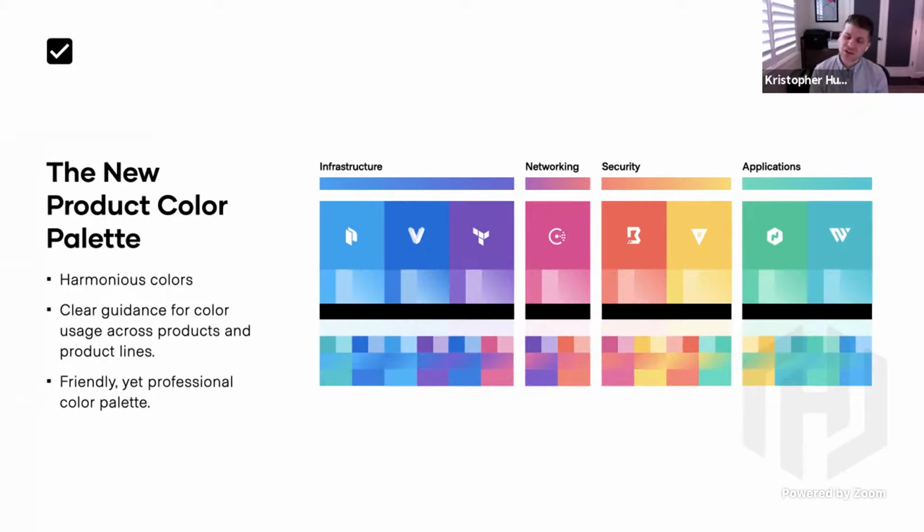So in doing so, we were able to select some new products. Some are tweaked more than others. Terraform obviously tweaked quite a bit, whereas Packer, not so much. But all these were tweaked a bit so that they would follow in line with the color spectrum, feel harmonious, and work together as product line categories. We purposely chose colors that were still bright and friendly, but not overly saturated, so that it still felt professional.